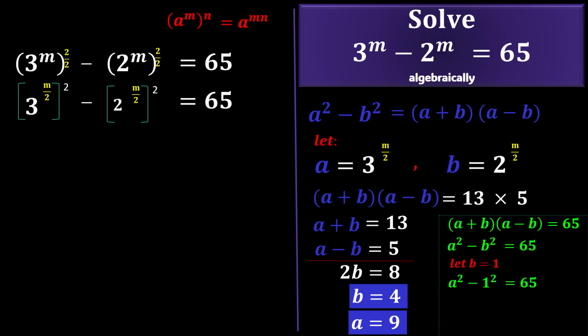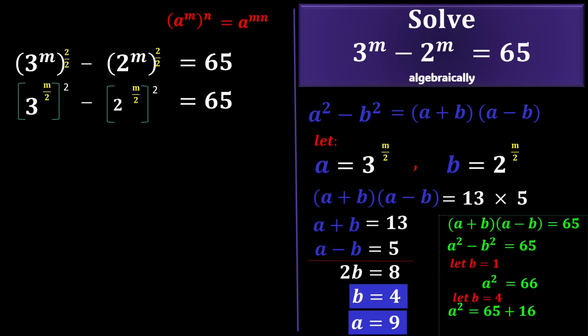And if we substitute b is equal to 1, we get a squared minus 1 squared is equal to 65. So therefore, a squared will be equal to 66. Now, 66 is not a square number. So really, we cannot use b is equal to 1. That's fine. Now let's try the next square number, which is 4. So we can let b equal to 4.